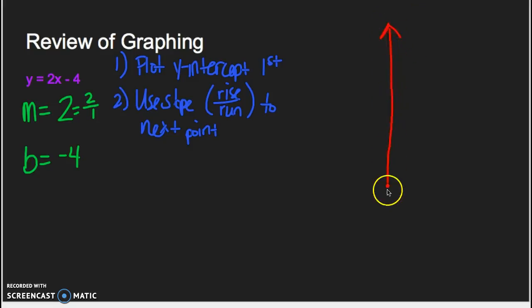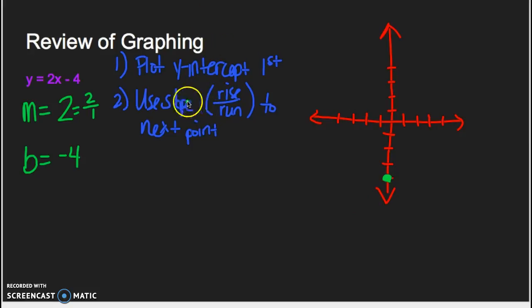I'm just going to sketch a little coordinate plane here. And I'm going to go 4 on all sides. Okay. So the very first thing was to plot the y-intercept. So our y-intercept was negative 4. So that means on the y-axis, here's your y-axis, you're going to plot negative 4. 1, 2, 3, 4. So I'll put a dot right there.